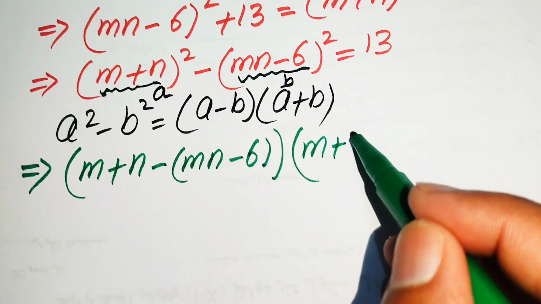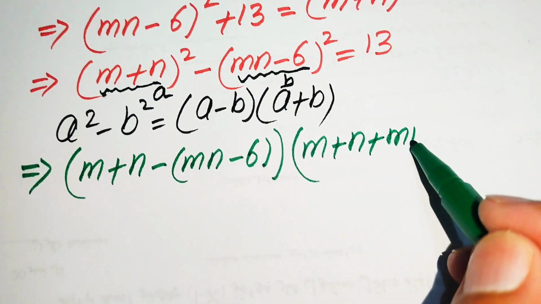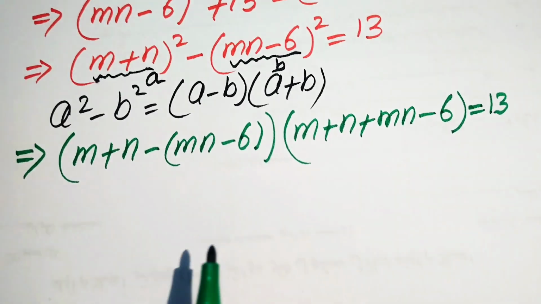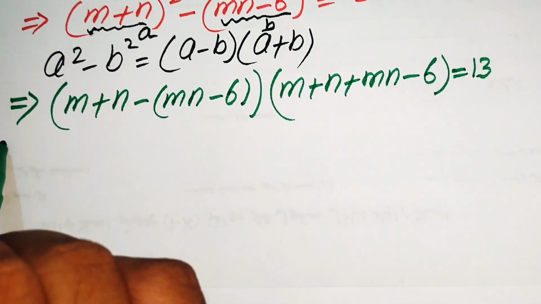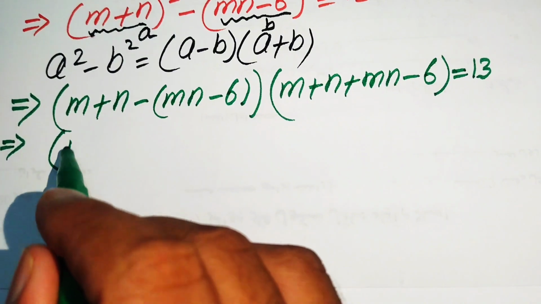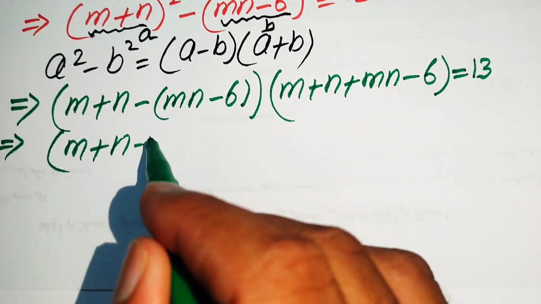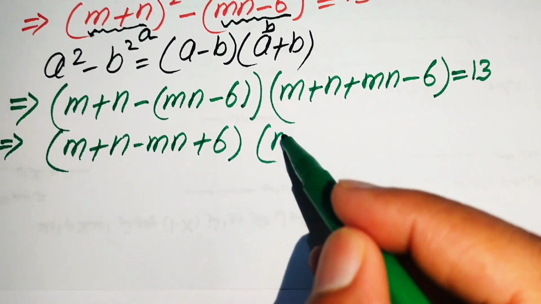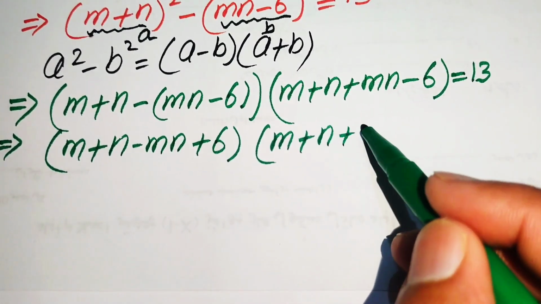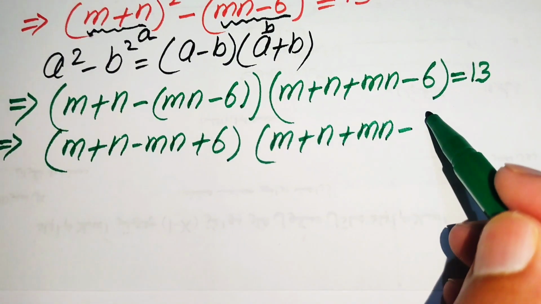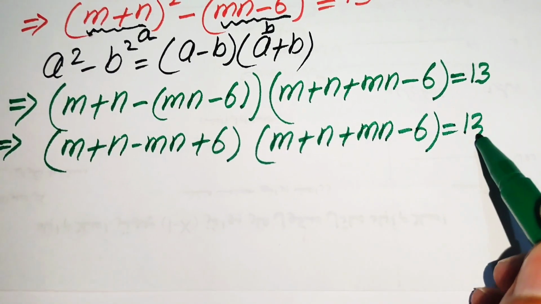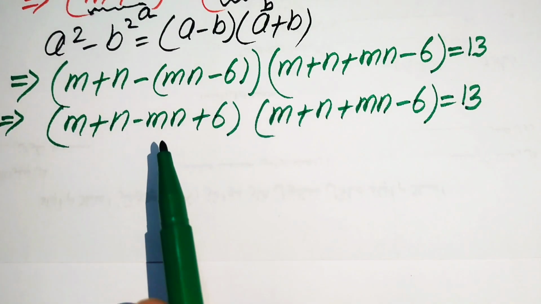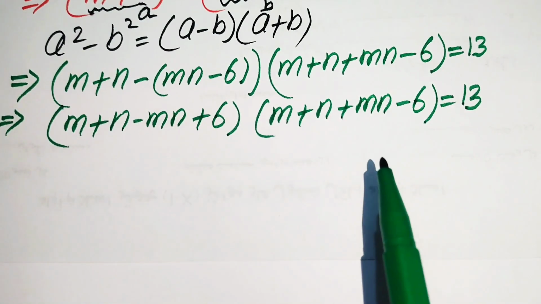So here our a is m plus n and b is mn minus 6, and this whole equation equals 13. So here we need a little bit of simplification, and we write this expression as m plus n minus mn plus 6, and in this case we have m plus n plus mn minus 6, and this equals 13. So on the left hand side you see we have two factors multiplied by each other, but on the right hand side we have only one factor.